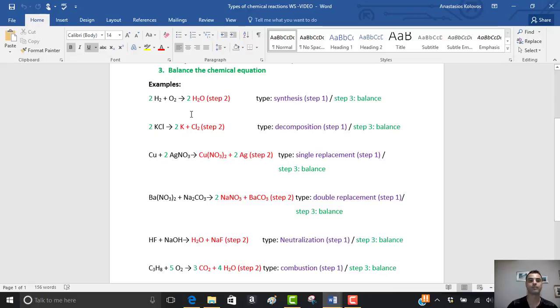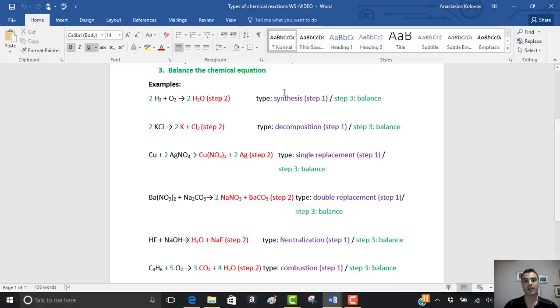Step number 2, when you put hydrogen and oxygen together, they create water. You need to balance water. Water is H2O. So you don't write H2O2, you write H2O. They create water.